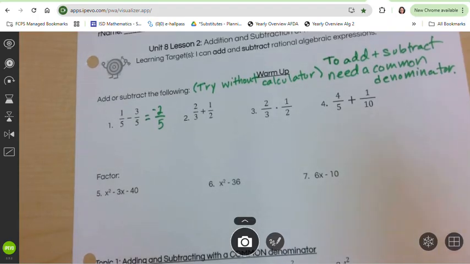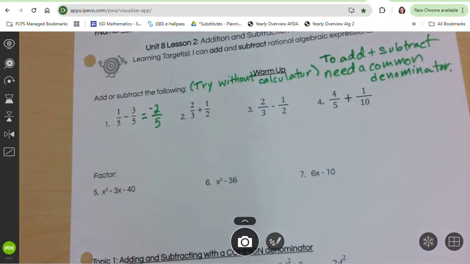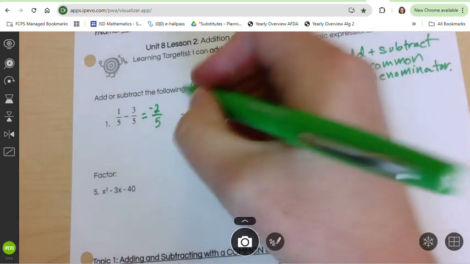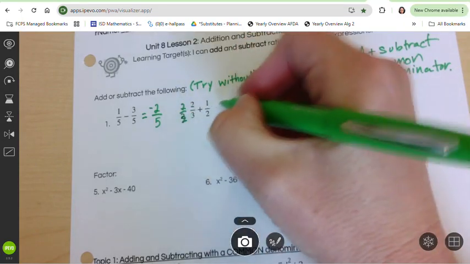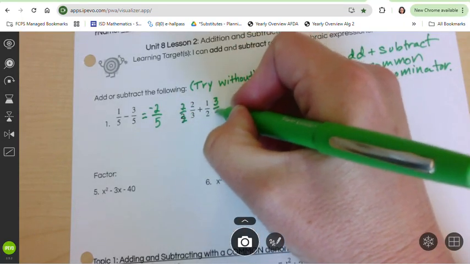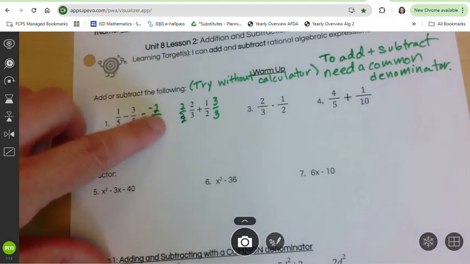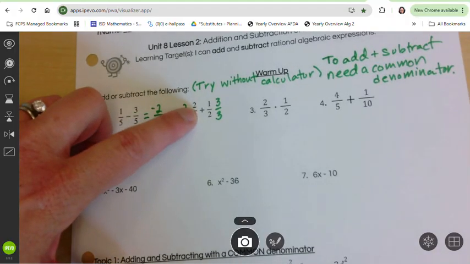Okay. The next one, we don't have a common denominator. So Austin, how did you solve that problem? You have to multiply the first fraction by 2 over 2. Second fraction by 3 over 3. Good. All right. So the reason we do this is because we can make a common denominator of 6.